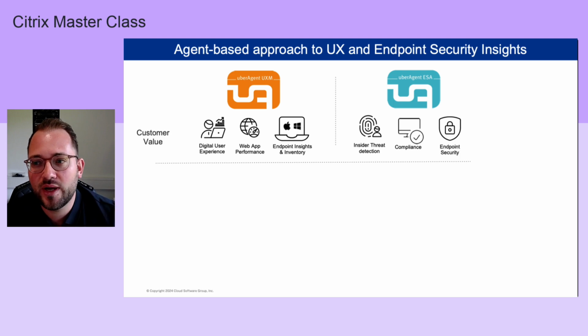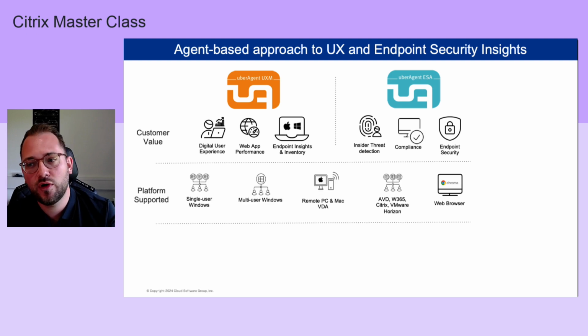I just briefly described uberAgent UXM and ESA. Both products are combined in one single agent that is installed on the endpoints. So you install one software that brings a lot of value to your infrastructure. You can measure the digital user experience, and monitor application and machine performance. You can monitor web app performance. You get inventory metrics, not only for software, but also for hardware. And with the same product, you can assess your endpoint security posture. You can verify the compliance status and identify unusual behavior.